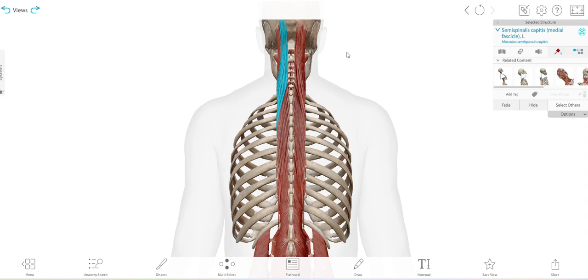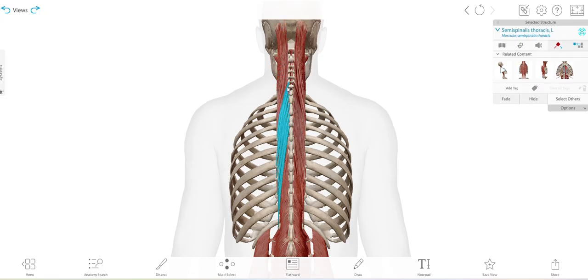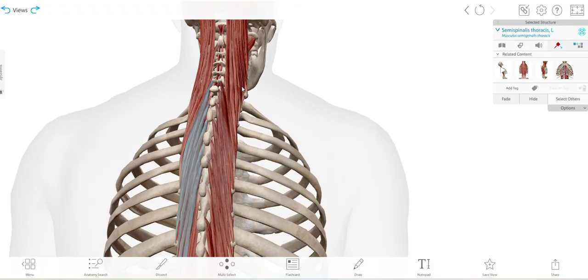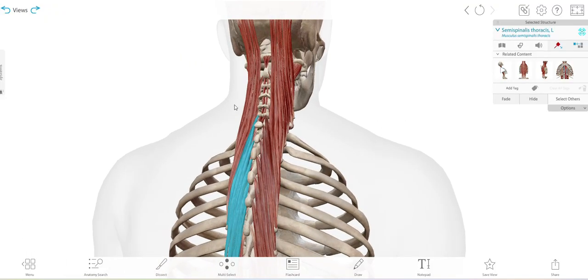Hi everyone, today we are going to be going through origins and insertions of a few of the intrinsic back muscles in the deep layer, and we are going to also go through the deepest layer. So to start, we're going to be going through the muscle semispinalis, and semispinalis has three different regions. We have a capitis region, a thoracis region, and then we also have a cervicis region right here.